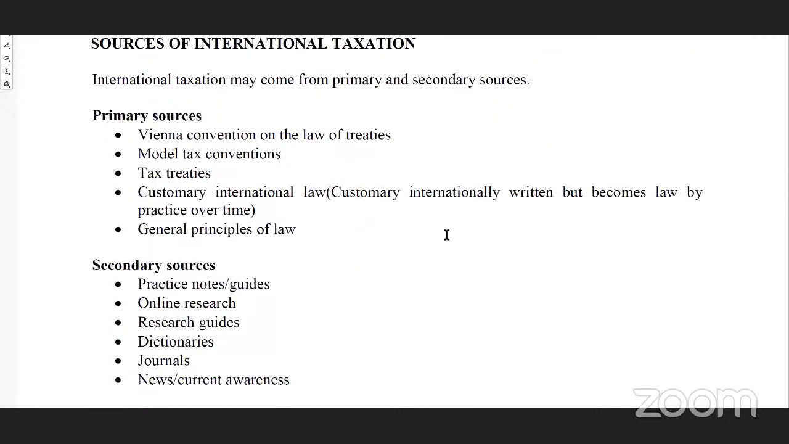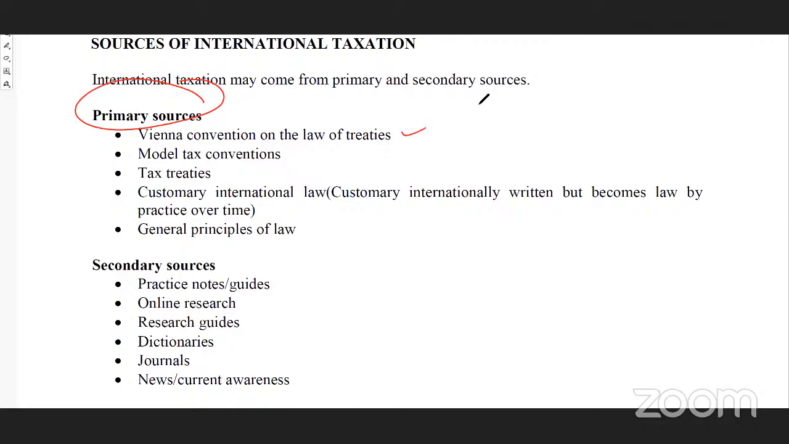Okay, so one thing I want us to talk about is the sources of international taxation. So we said there's no international tax code, there's no international rule that governs international tax. So where do we get international tax from? It can come from several sources. It can come from primary sources, which are the laws themselves, right? That bring international tax law.